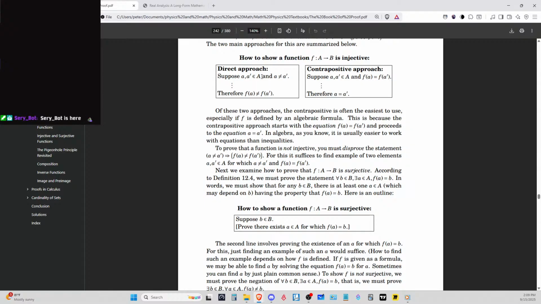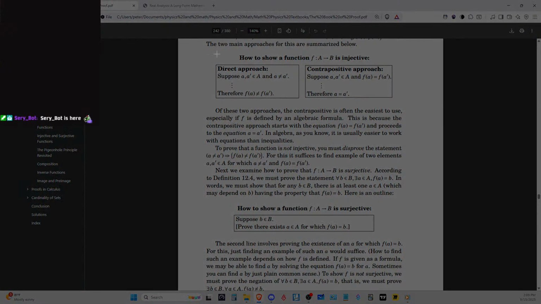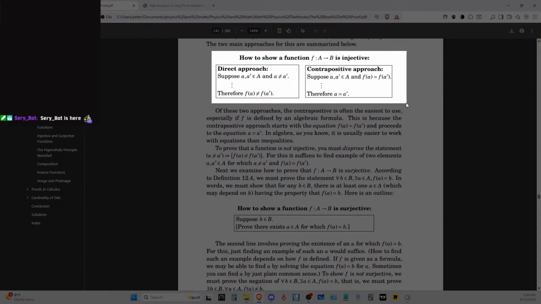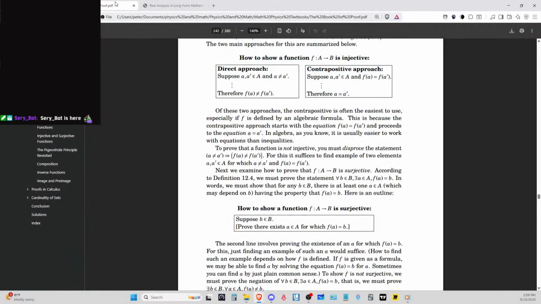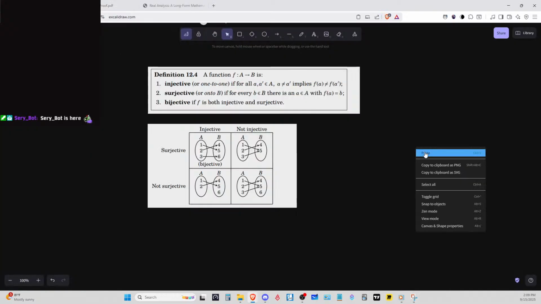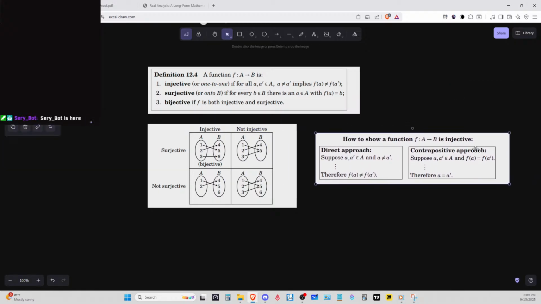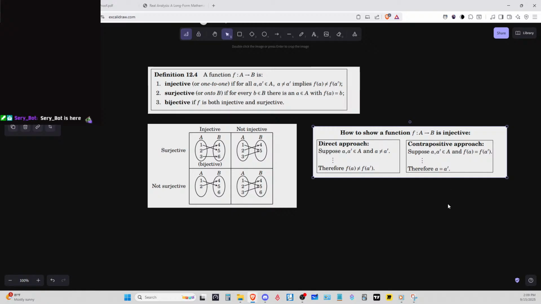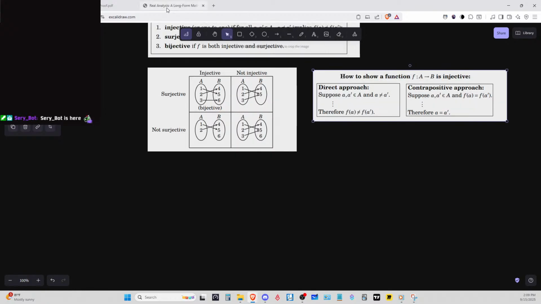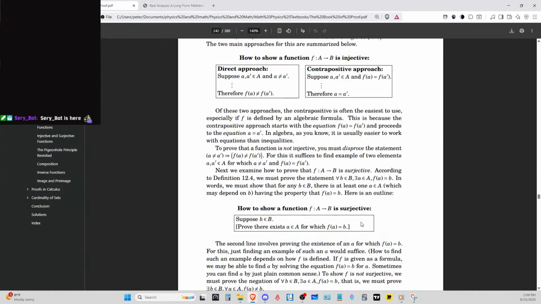So I think we can take a photo of that, and then paste it right here. Cut that one out. That way we have a structure of what we need to do for the proof. And I think we'll do the one for surjective as well.